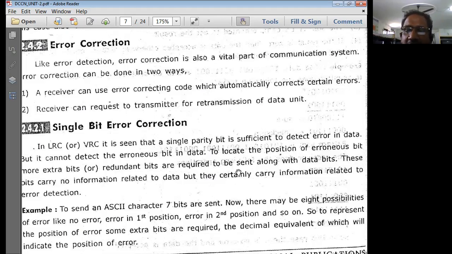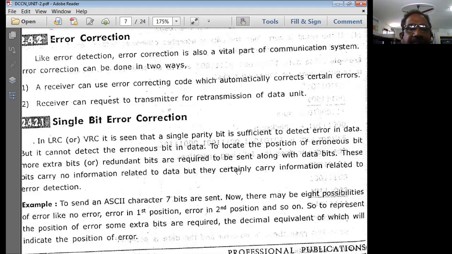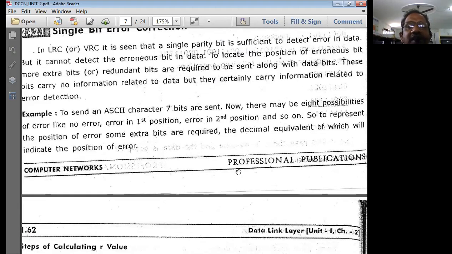In the error detection method, only the receiver will tell that the data received by it is erroneous, not correct data. That's what happens at the receiver side. But in the error correction method, the receiver detects that there is an error, locates the position, and then corrects that particular bit if it is a single bit of data. So we'll take an example.